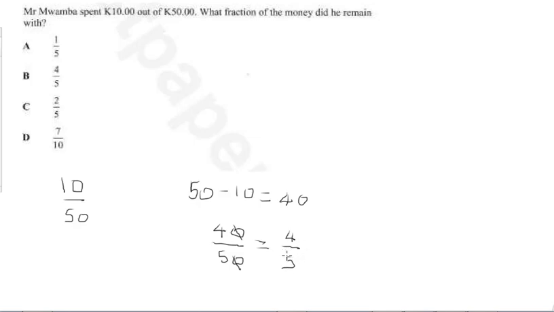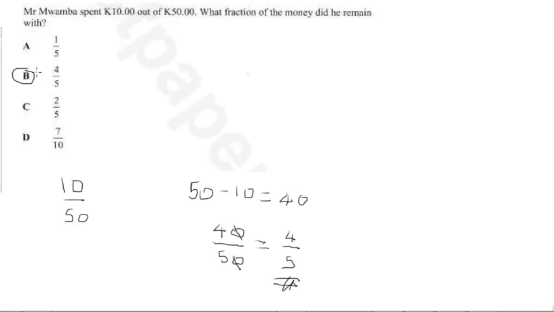Can this be simplified any further? No. Let's look at the answers that we have. A, 1 over 5, B, 4 over 5, C, 2 over 5, and D, 7 over 10. Which option is the same as 4 over 5? That's B. So therefore the correct answer is B.